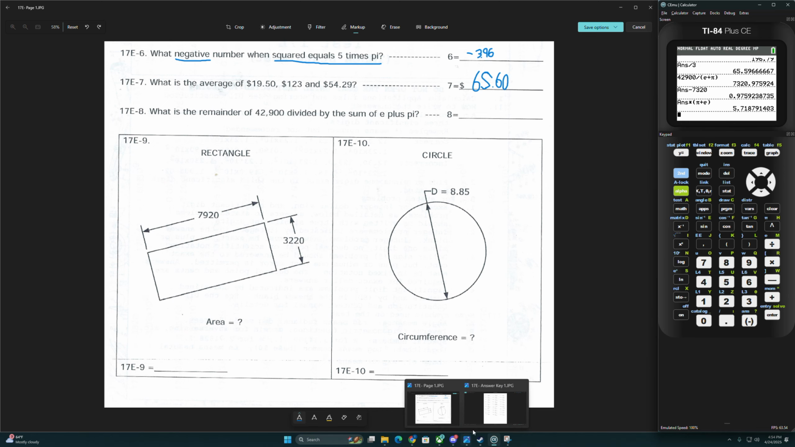Sorry about that. I'm just going to have the answer key in the background to make sure I don't do anything wrong. So yep, that is the right answer there.